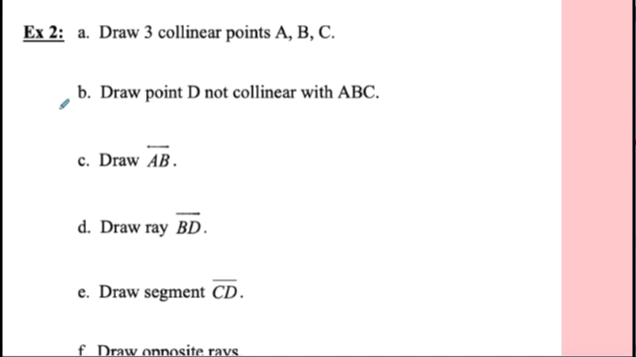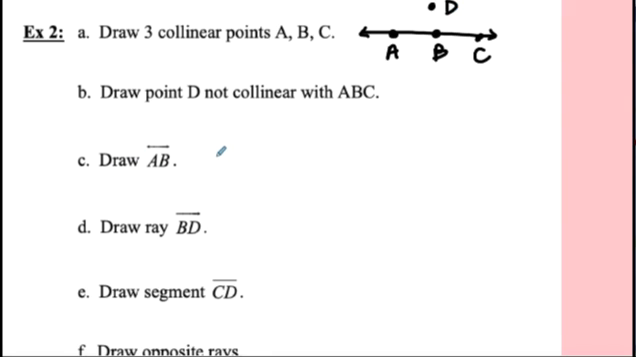Okay, so let's try and draw it. Draw collinear points A, B, and C. Go ahead. Okay, so what I'm thinking you drew is something like this. A, B, and C, okay? Draw a point D that's not collinear to that. So I'm just going to draw it above it. I'm going to label it D. It's not on that line, okay?